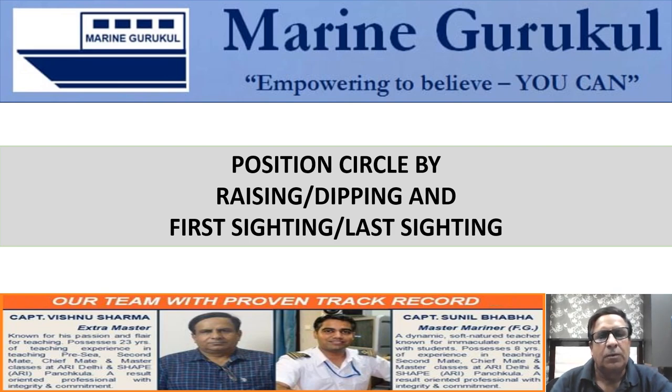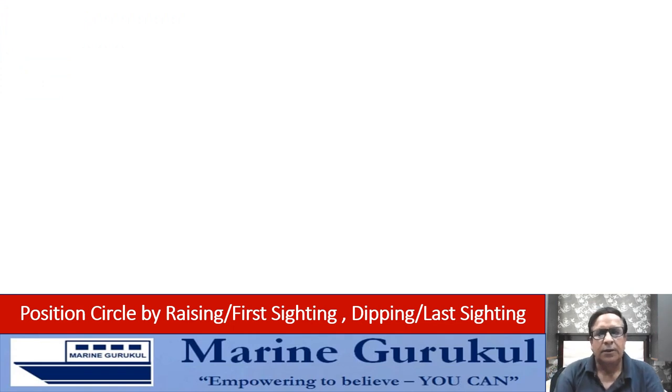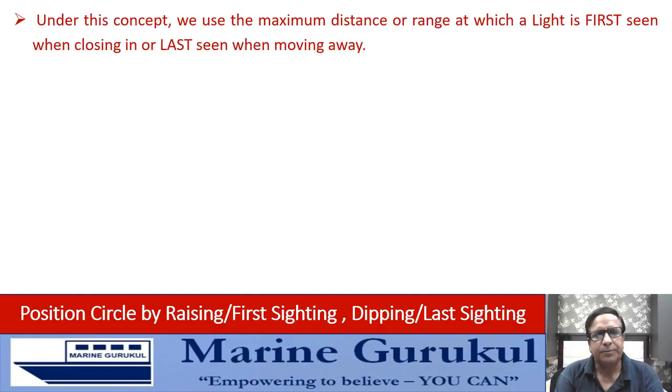In this video, we shall learn about position circle by raising, dipping of lights and first sighting, last sighting of lights. Now we discuss position circle by raising or first sighting of lights and dipping or last sighting of the light. Under this concept, we use the maximum distance or range at which a light is first seen when closing in or last seen when the vessel is moving away from it.